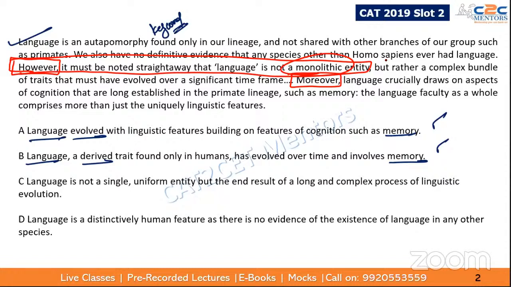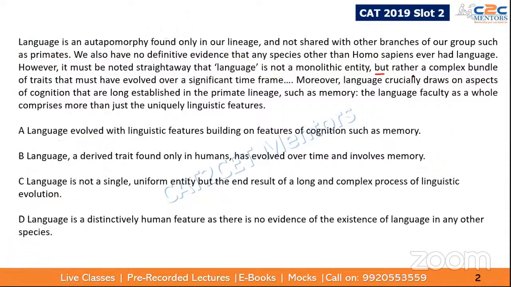But, so always remember, this is a connector. This is a keyword. As an author, I am only creating a sort of temperament or momentum. But what exactly I want to tell you is coming after when I say "but". So it's a connector, and this is going to be the important aspect of my entire sentence. But rather a complex bundle of traits that must have evolved over a significant time frame.